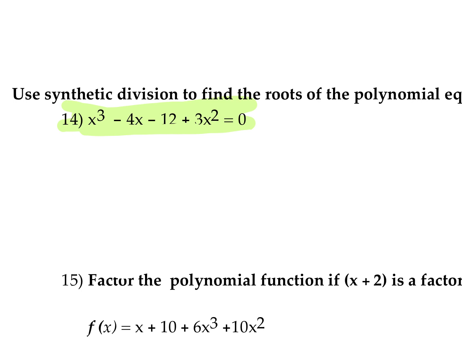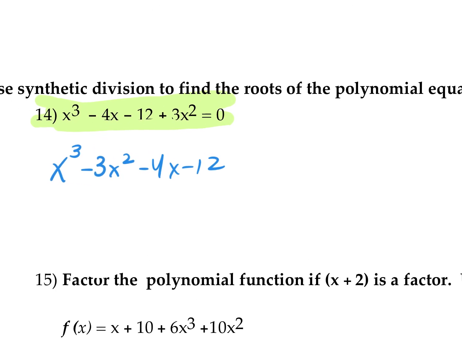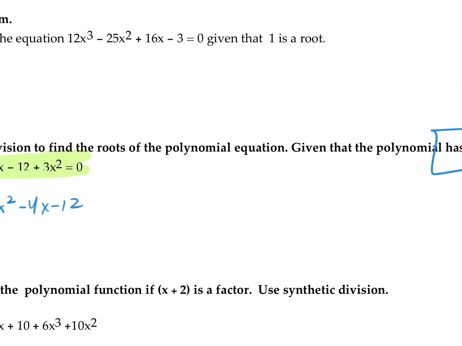Guys, some of you will write out 1, -4, 12, 3. That's not correct. Write everything in standard form first. So x cubed plus 3x squared minus 4x minus 12. Now the question is saying, given that this is a root, what should your answer be for your remainder when you do this problem? 0.